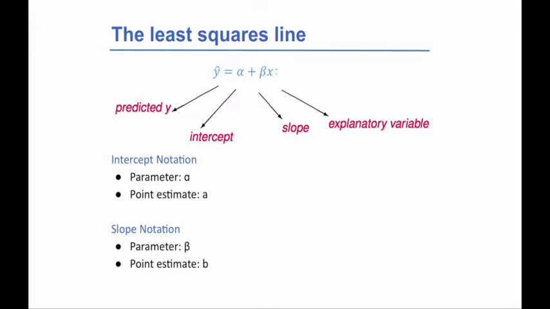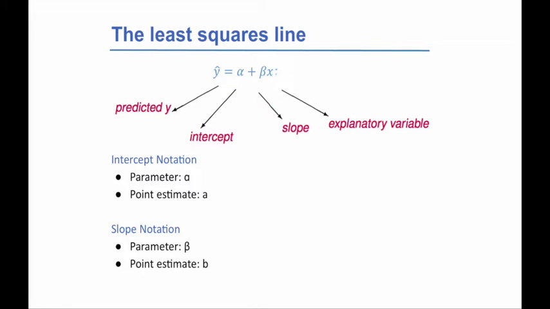So this gives us the least squared regression line, the LSRL. And this is in the form y hat equals alpha plus beta x. Y hat is your predicted y value. Alpha is your intercept, the y-intercept of your line. Beta is the slope of your line. And x is your explanatory variable.